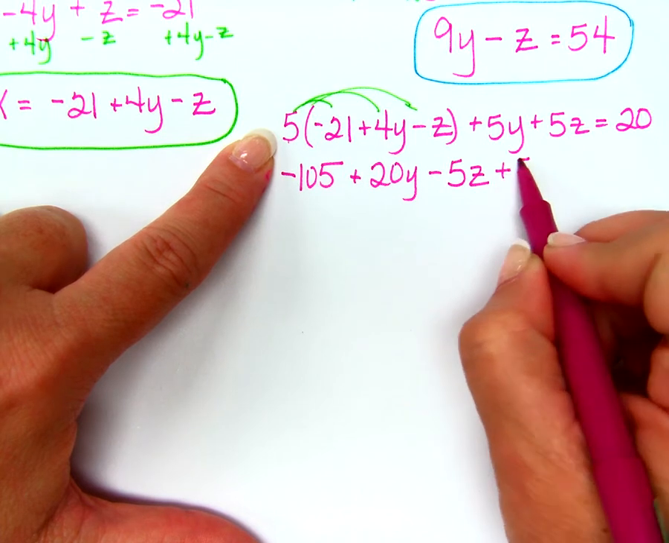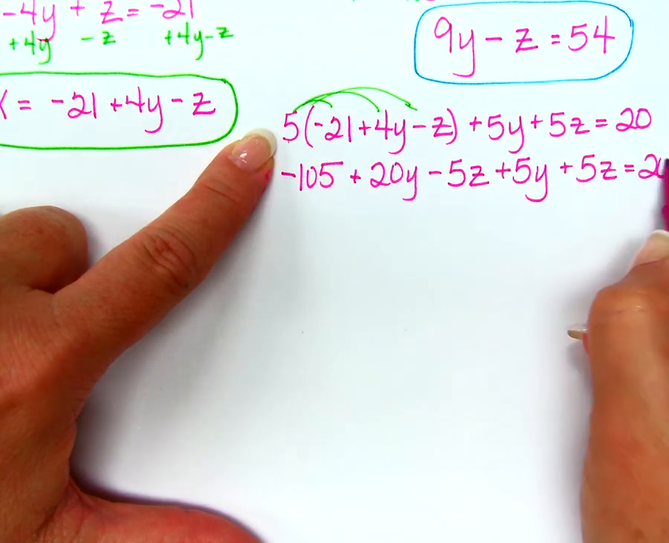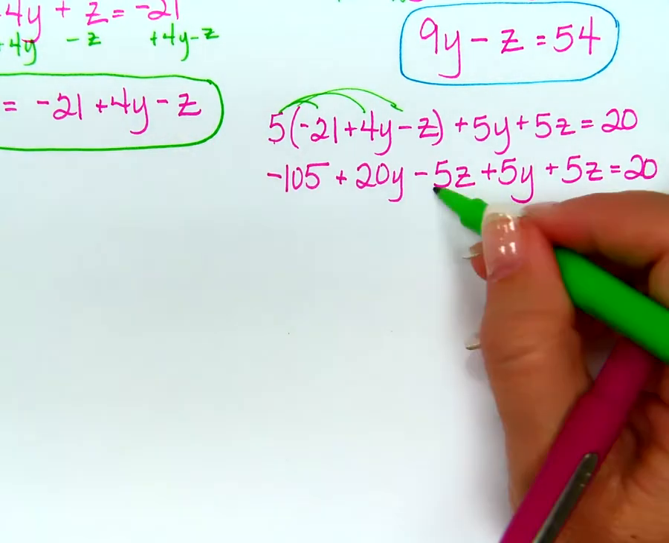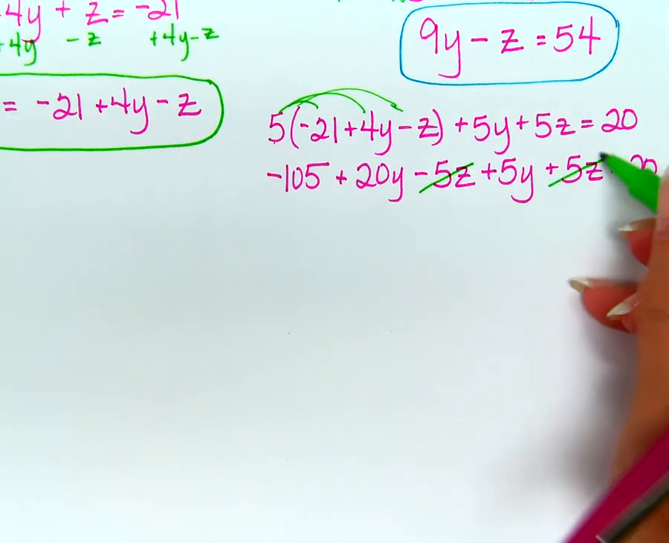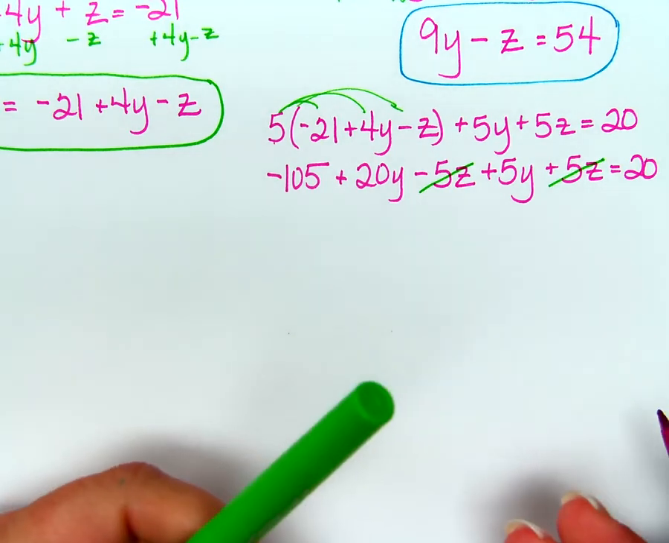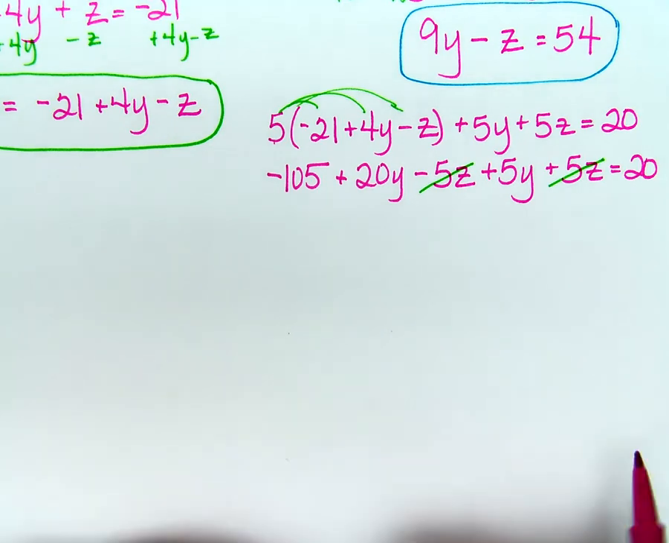Ooh, I'm seeing something I like. Do you see it yet? That's nice, isn't it? Look, negative 5z and positive 5z is 0. How many variables do I have left? Only the y, right? I'm about to solve for one of the variables right here.